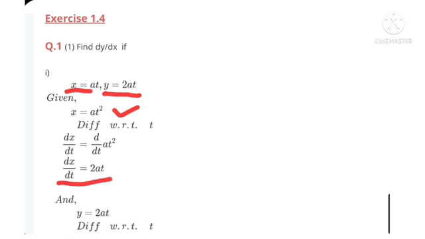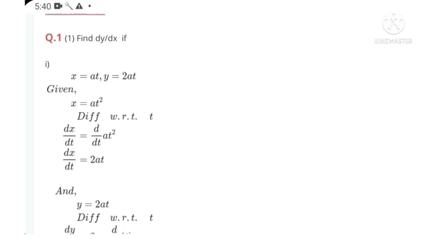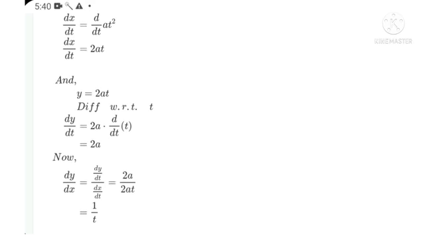Therefore we get dx by dt is equal to 2at. Similarly take y is equal to at². Differentiate with respect to t, we get dy by dt is equal to 2a, a constant term, into d by dt of t. That is, we get 2a. So I had told you we have to find dy by dx. dy by dx is equal to dy by dt upon dx by dt. Substitute the values. 2a upon 2at. 2a gets cancelled. So the answer is 1 upon t. Okay, it is easy.